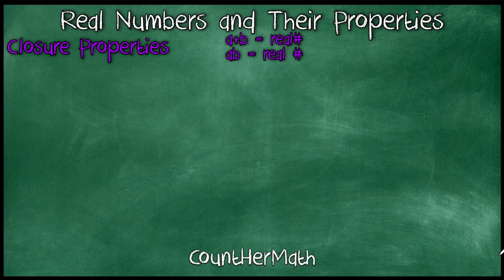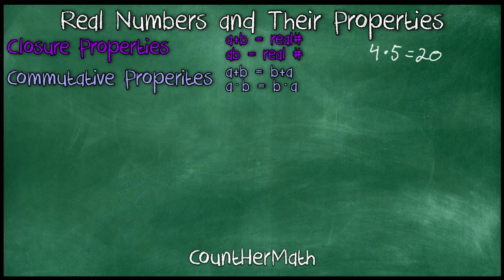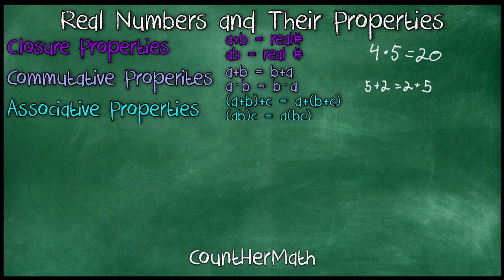An example would be 4 times 5 is 20. 4 is a real number, 5 is a real number, and that means 20 has to be a real number. Our next property is the commutative property, and this says that a plus b is the same thing as b plus a, and a times b is the same thing as b times a. Essentially, this one tells us the order in multiplication and addition does not matter. I can say 5 plus 2, or I can say 2 plus 5, and in both cases it will equal 7.